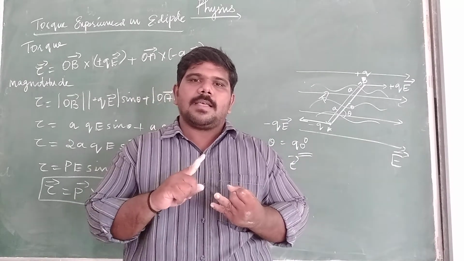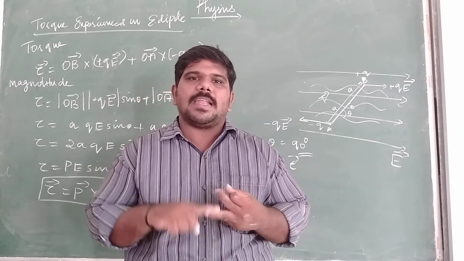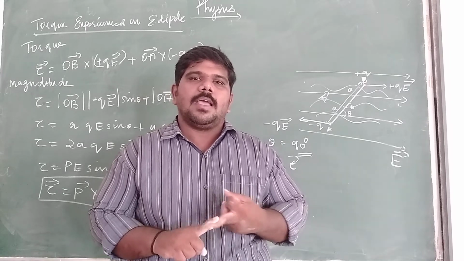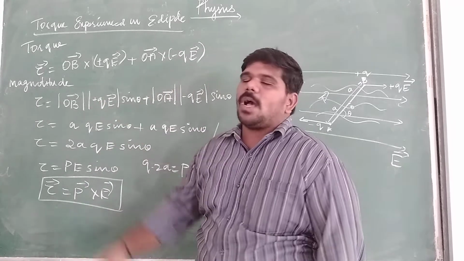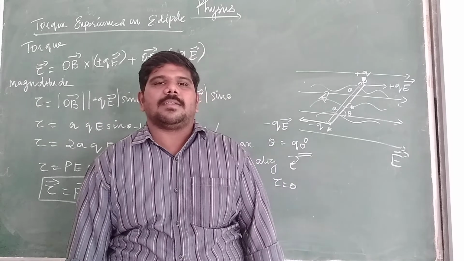In this session, we learned the electric field at a point on the equatorial plane. Then we saw the important interference in the equatorial plane. And the third one, one of the important questions: the torque experienced by a dipole in a uniform electric field.